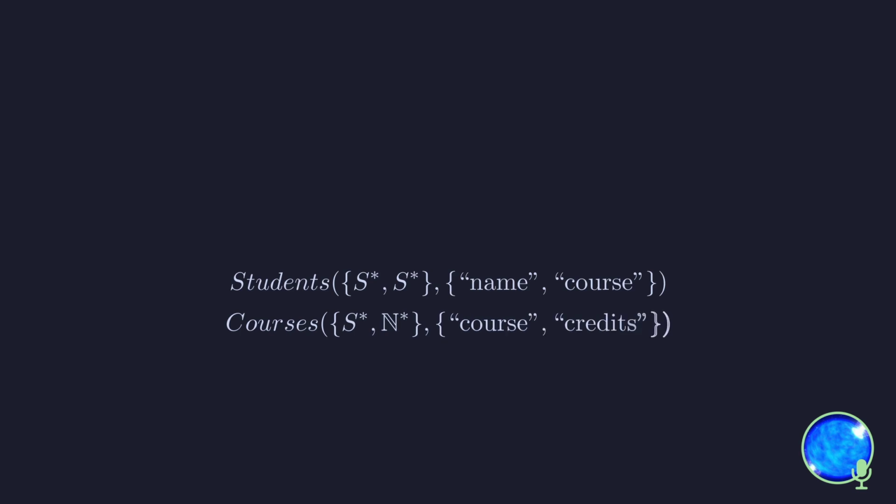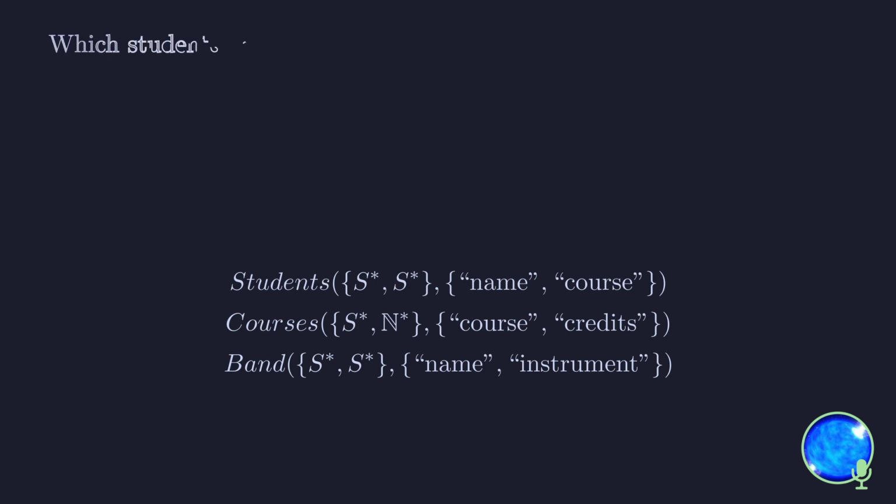For our third and final example, let's not use any example data and define our relations as shown in the relational model. We'll have a student's relation with student names associated with the courses they take. The courses relation describes how many credits each course is worth. The band relation contains student names along with what instruments they play.